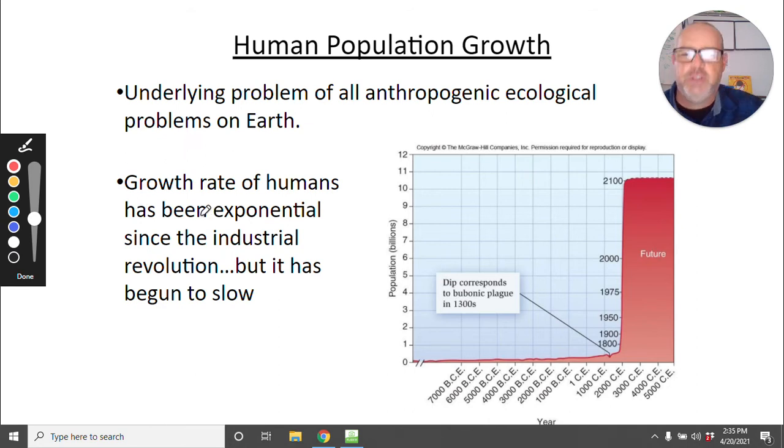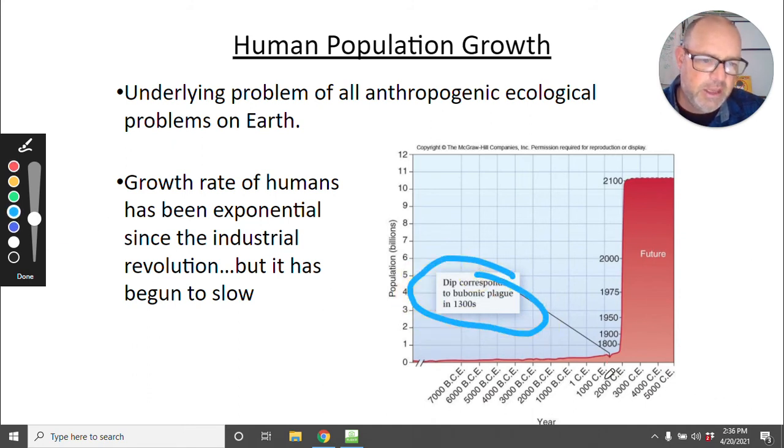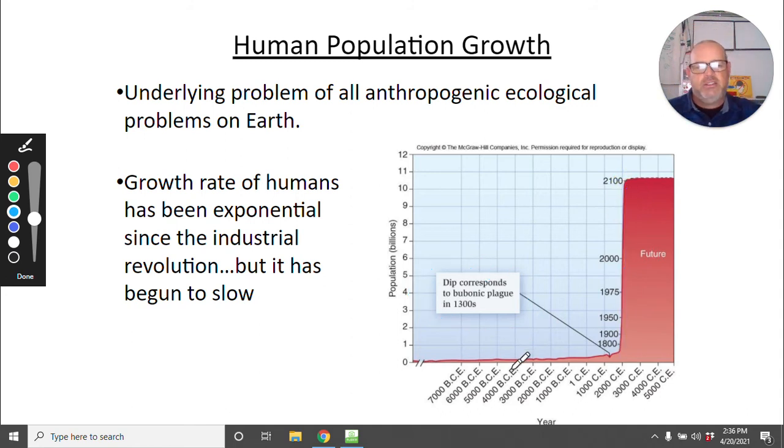The growth rate of humans has been exponential since the Industrial Revolution. So here's a little dip right here, and that was because of the bubonic plague. Okay, and then since this moment, here's the Industrial Revolution, and the population has just gone crazy exponential, right? That's quite the J curve. That's pretty steep in not that much time.